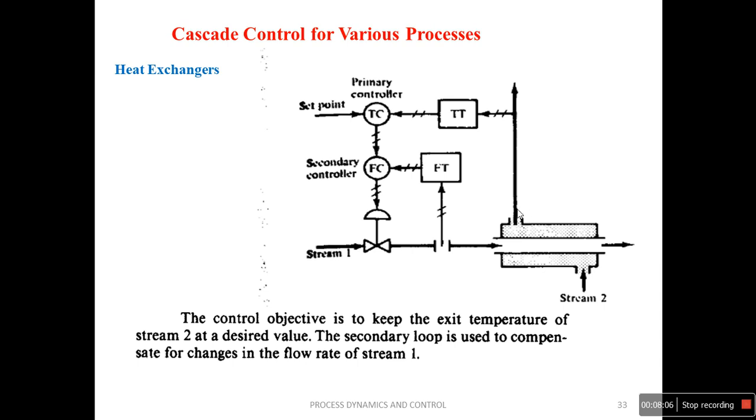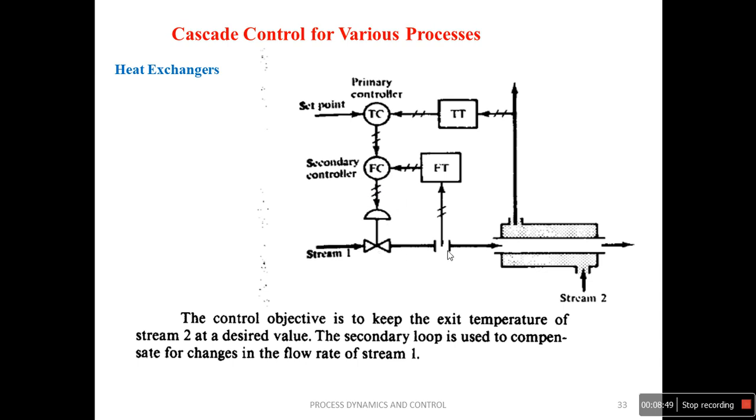As the main control variable is the temperature, that is measured and compared with the set point which is provided by the operator, and both are compared in the primary controller, which is the temperature controller. Generally, the temperature of the steam 2 depends upon the flow rate of the steam 1. That's why we are taking the steam flow rate as a secondary variable. Before the effect of changes in the flow rate of steam 1 is felt by the temperature process, we take the necessary action using the secondary controller, which provides the required changes in the steam 1 flow rate.